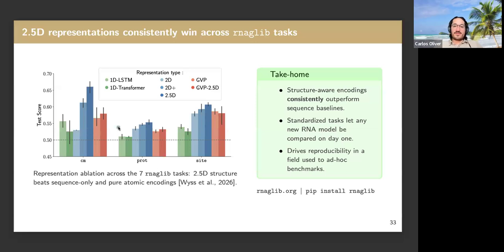As a first demonstration of RNA-glib, we performed this benchmark, which again confirms that this 2.5D representation that includes these special Leontis-Westhof base pairs gives us the strongest signal for not just small molecule binding, which we showed in the talk, but other biological readouts.